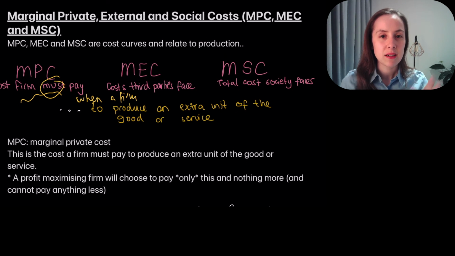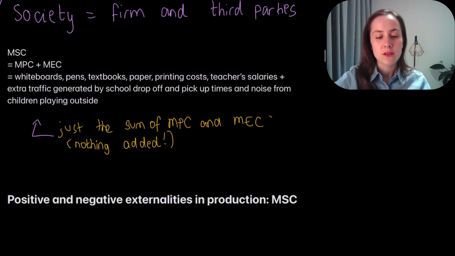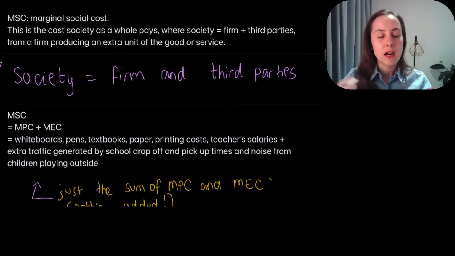Back to the MSC, marginal social cost. It is the total cost society faces when a firm produces an extra unit of the good or service. So how do we calculate MSC? We add up the MPC and we add on the MEC. There's nothing new. We just add up the traffic and the noise pollution affecting delivery firms and so on. We add on the whiteboards and the pens and the textbooks, and we get the total social cost.